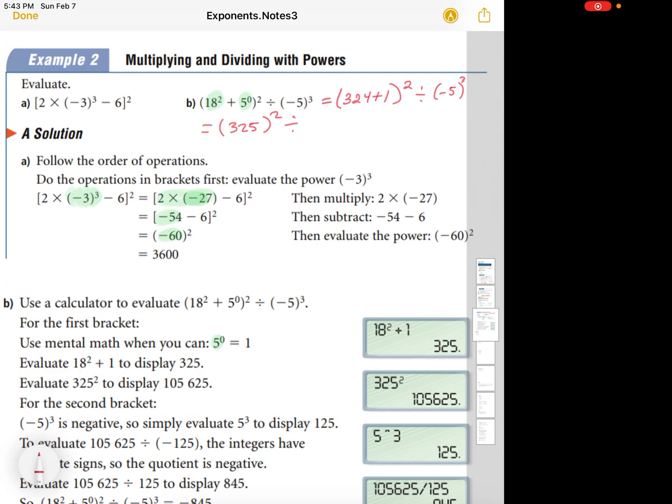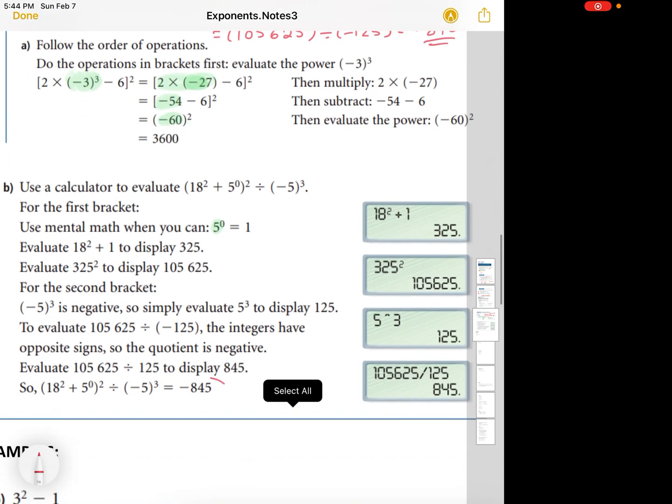The cube is on all three, so it will be negative 125. 325 squared is 105,625 divided by negative 125. So I'm going to divide that by negative 125, and I get negative 845.